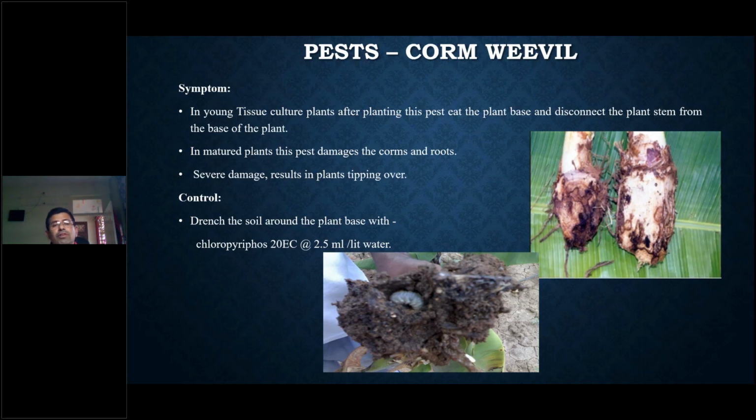How do we control this pest? The best method is chlorpyrifos 20 EC at the rate of 2.5 ml per liter of water, applied as a drench. This pest generally comes through farmyard manure application, so when you bring farmyard manure, you have to check it. If it has weevils, you have to treat the farmyard manure before applying it to the field. Treat it with the same chlorpyrifos and cover it with tarpaulin for 1 or 2 days. Then you can apply it in the field.